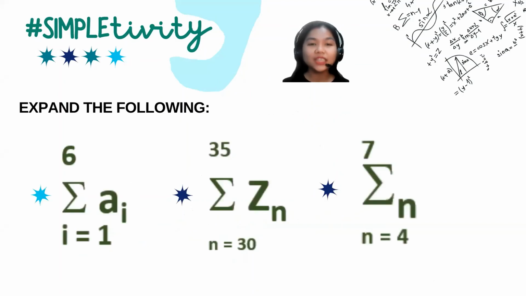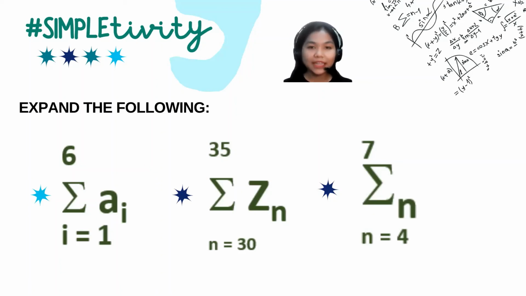Let's have another activity. Try expanding the following notations. Notice that you could observe different letter assignments. We have used here ai, zn, and n. But please keep in mind that all of these letters or terms are just equal to xi. I just used different letters for you to be familiar that in some other literatures or books, they use different letters for different formulas or terms of the notation.